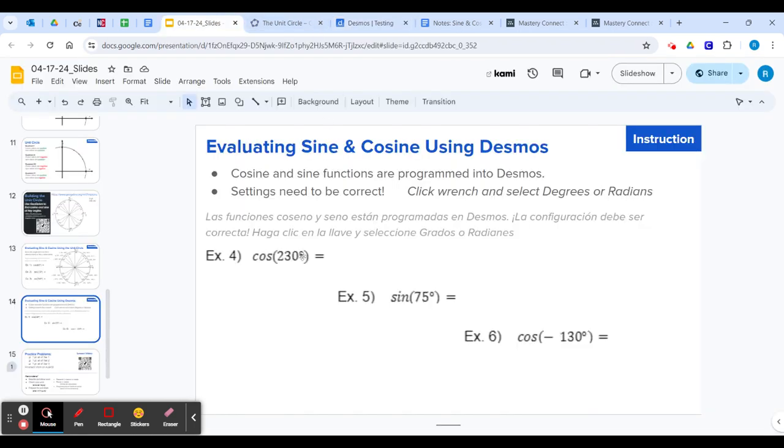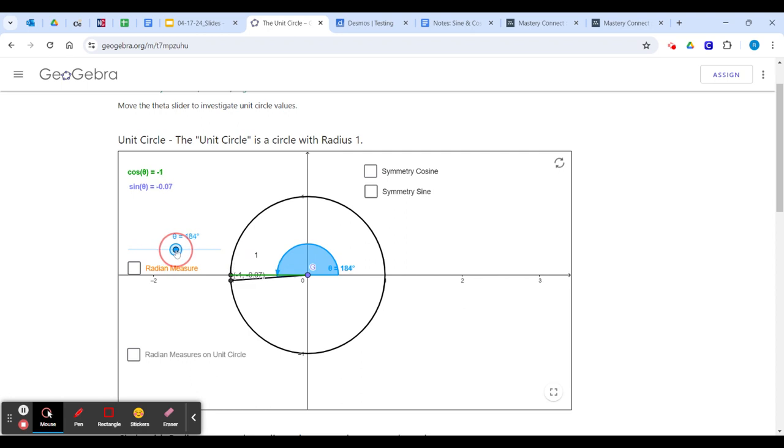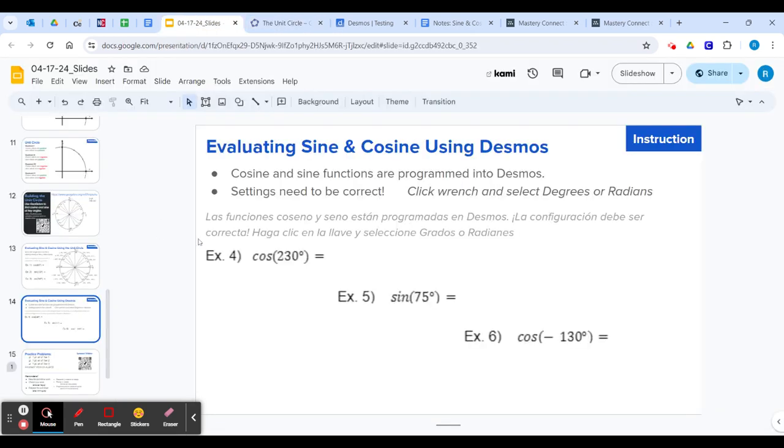And if I want to find the cosine of 230, all I have to do is type in the cosine of 230. Let's go into Desmos, cosine, parentheses 230. And you'll note that we don't really need our degree symbol here. And let's check this out with our GeoGebra just to double check it. If I go to 230 degrees, move my cursor just a little bit, it makes sense that we get a cosine value of negative because my triangle is on the left side of the graph. We get negative 0.64, and that matches what we get in our calculator. So I can write that in negative 0.64. We're going to round to 2 decimals today.